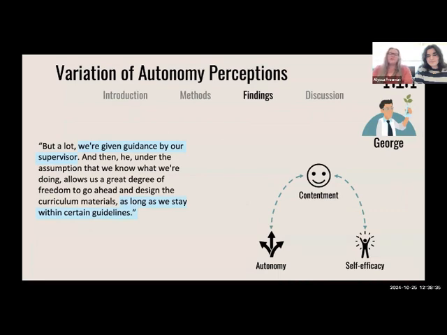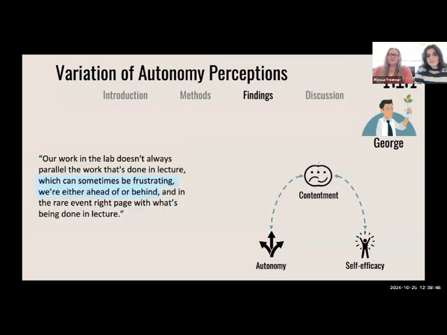So in this quote, George is describing how he's given guidance by a supervisor, but he also has quite a bit of freedom to do what he wants to in the classroom, as long as he stays within certain guidelines. And so thinking about how he describes his autonomy and discontentment, he said this quote.